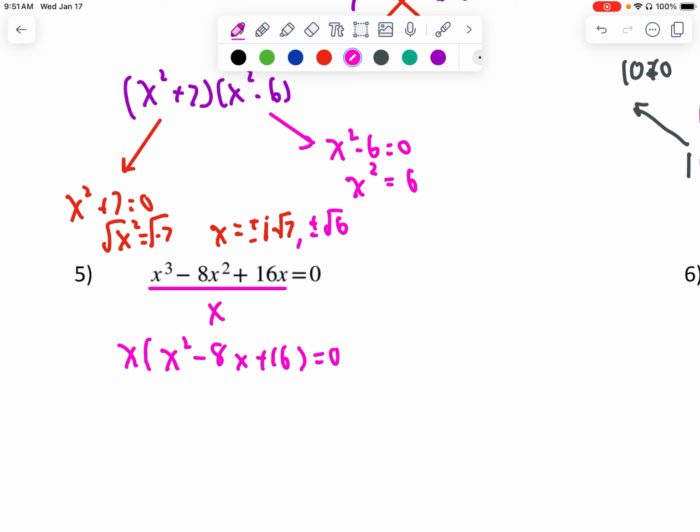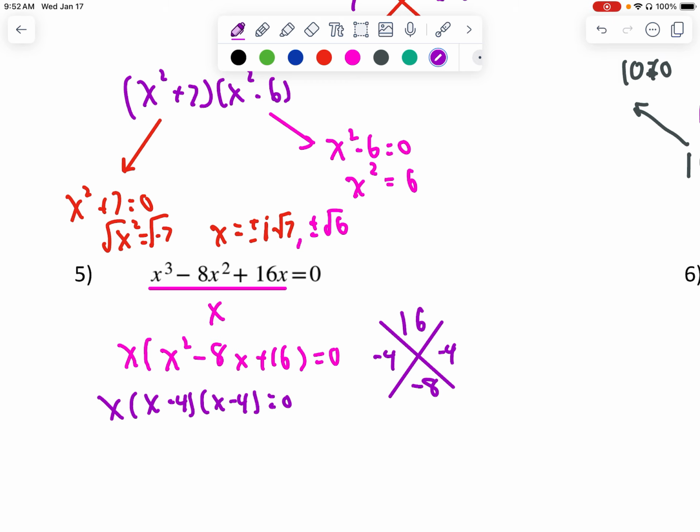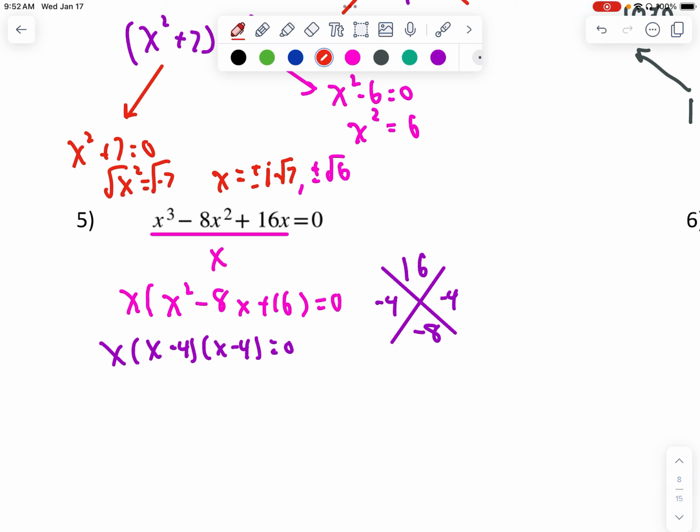And the reason I love that so much is because our term in parentheses there is just a normal trinomial. We can factor this just like we're used to. So we're looking for two numbers that multiply to give us 16 and add to give us negative 8. And those two numbers are negative 4 and negative 4. In factored form, we're looking at x times x minus 4 times x minus 4 equals 0. And now let's set all three of these equal to 0.